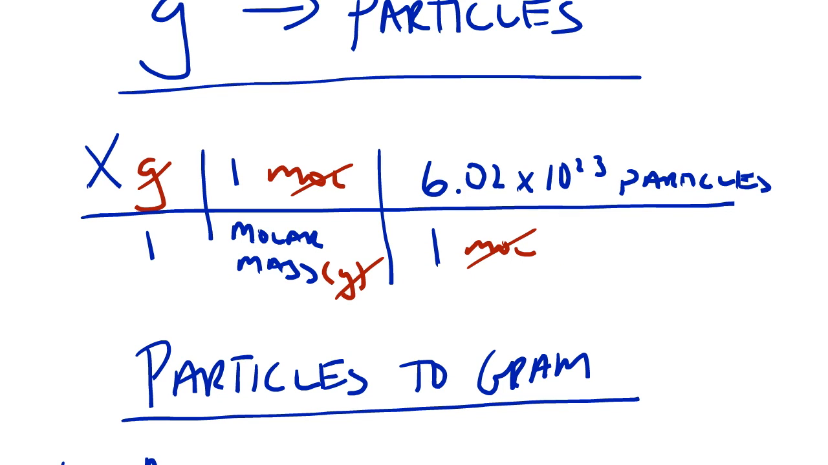Grams to particles is 2 steps. So we start off with grams. We need to get rid of grams. We have molar mass on the bottom. Those cancel, equivalent to 1 mole. And then we're going to have 6.02 times 10 to the 23rd on the top, all equivalent to 1 mole, so the moles cancel on the bottom.